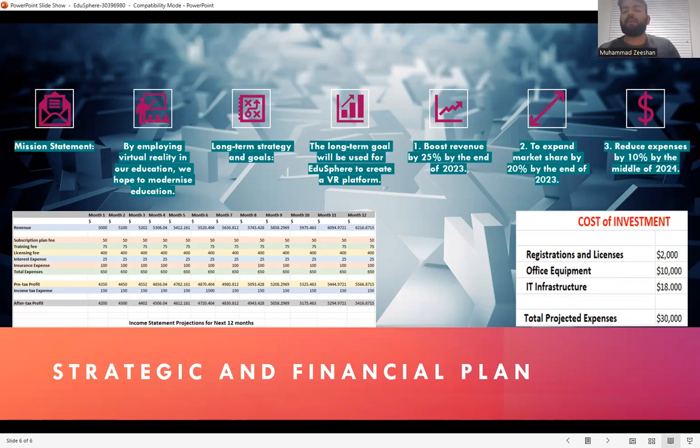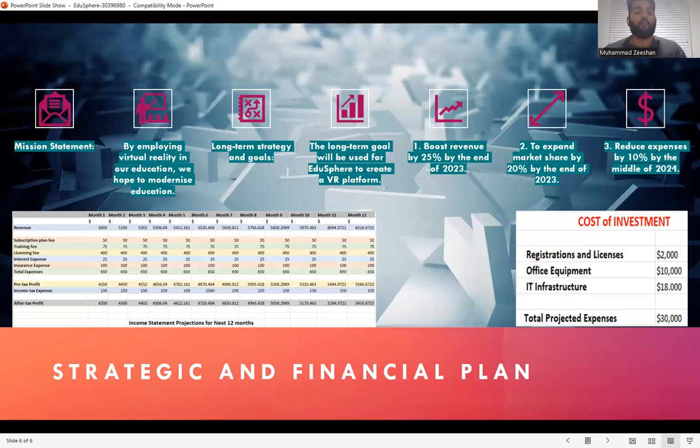Here you can see the chart of cost of investment, where the price of registration and license is $2,000, office equipment is $10,000, and IT infrastructure is $18,000. Overall total projected expenses are $30,000.